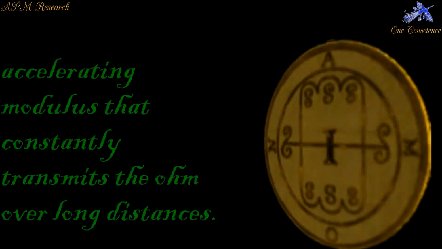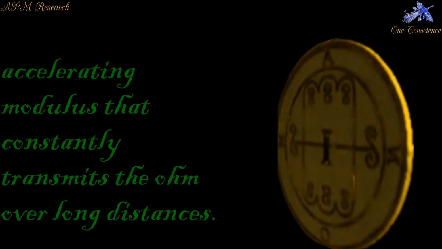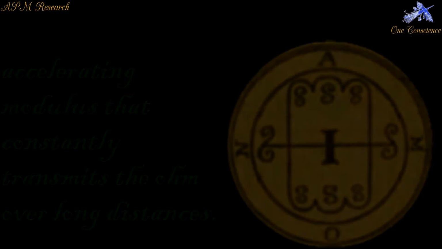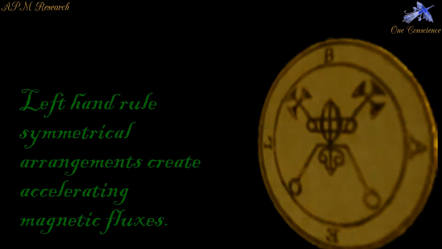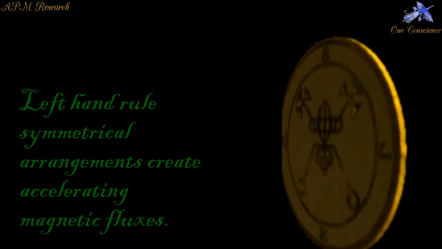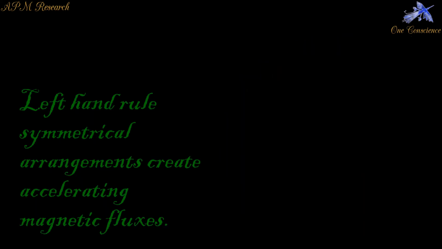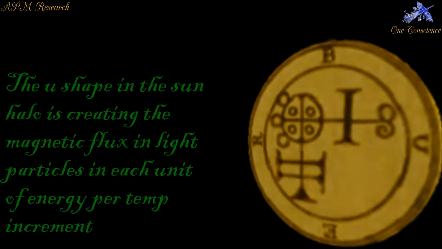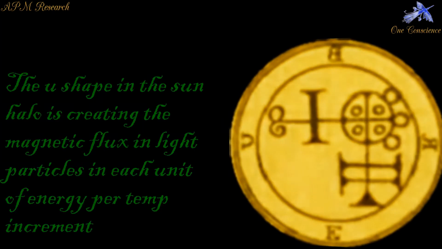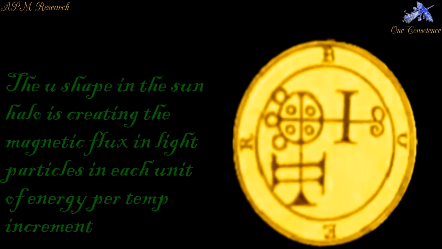Amon is accelerating modulus that constantly transmits the ohm over long distances. Ball means left-handed rule symmetrical arrangements create accelerating magnetic fluxes. Boer means the U shape, and we think of this in the sun halo, and this is creating the magnetic flux in light particles in each unit of energy per temperature increment.